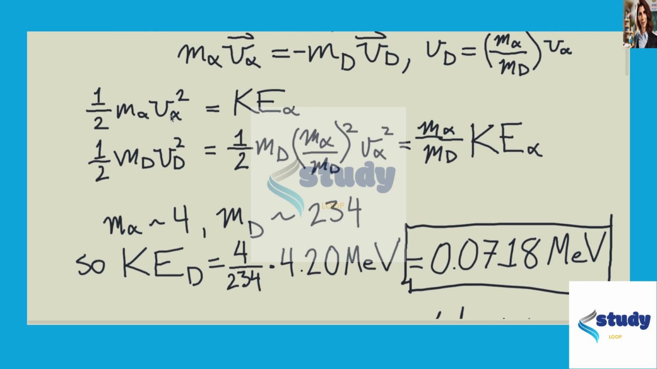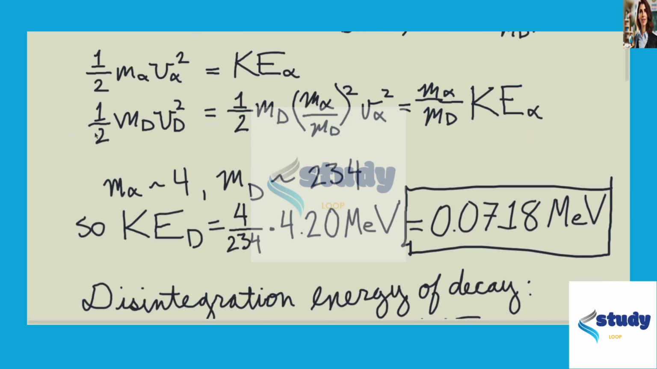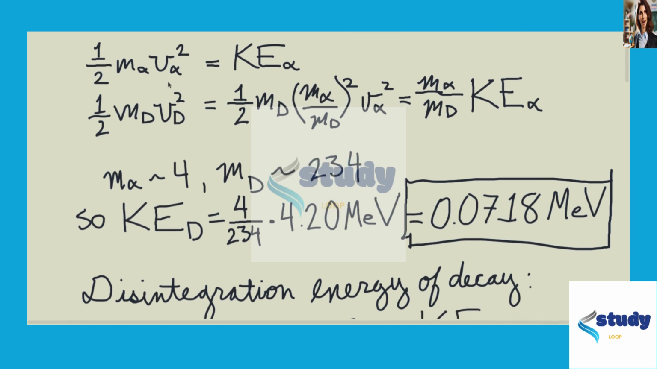The kinetic energy of the alpha particle is the standard 1/2 times m times the speed squared. The kinetic energy of the daughter nucleus we express the same way, but we are given the kinetic energy of the alpha particle here. So we can solve for the kinetic energy of the daughter nucleus in terms of the kinetic energy of the alpha particle.